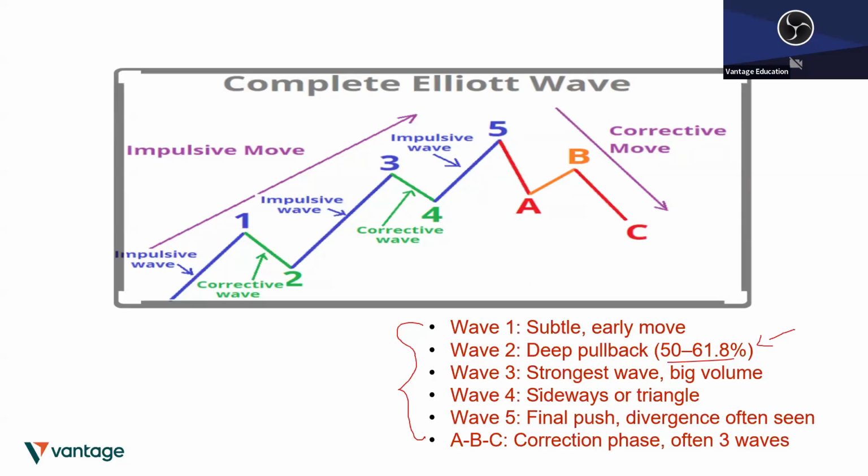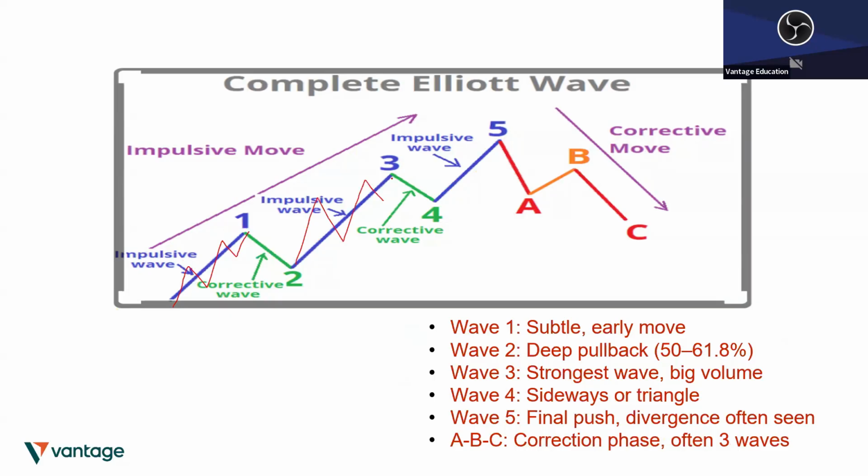I'm going to quickly finish this slide so that we can go on the charts and I'll show you very clearly what Elliott wave looks like on the charts. Wave 5 is the final push, and divergence is often seen. And then you start with ABC, often in 3 waves, but not all the time. Sometimes it can be WXY, or A, B, C, D, E, whatever it is. Waves 2 and 4, the corrective waves, come in multiple variations of correction. But waves 1, 3, and 5 always, always, always move in 1, 2, 3, 4, 5.